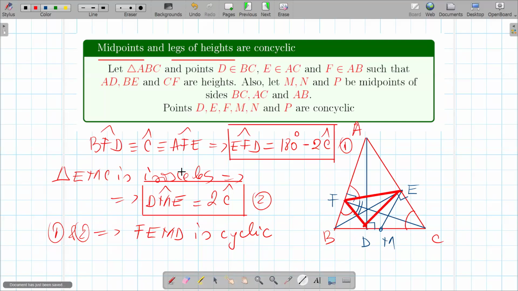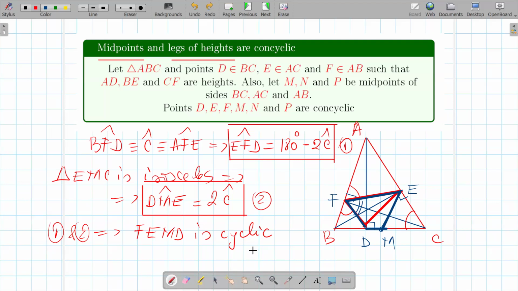well, midpoint M is on the same circle with points F, D, and E. So this quadrilateral that I'm highlighting now in blue, which is FEDM, is cyclic, no? Well, in the same fashion, we can prove that the other two midpoints of sides AC and AB are going to be on the same circle. So I leave that as a little homework for you.